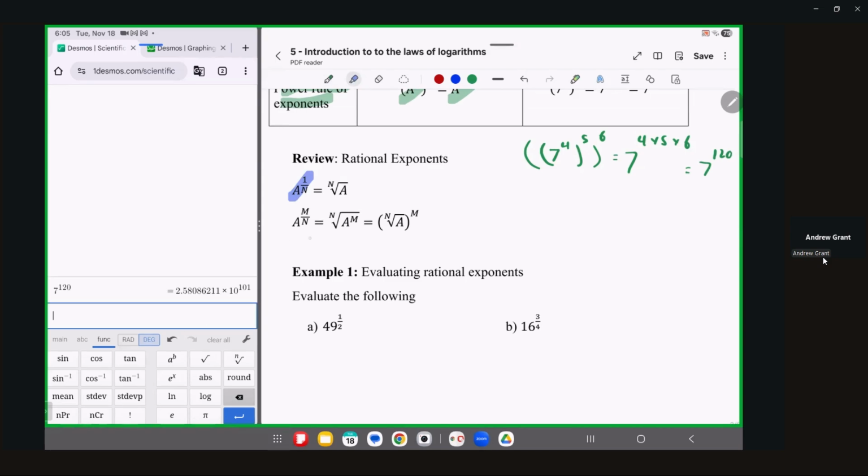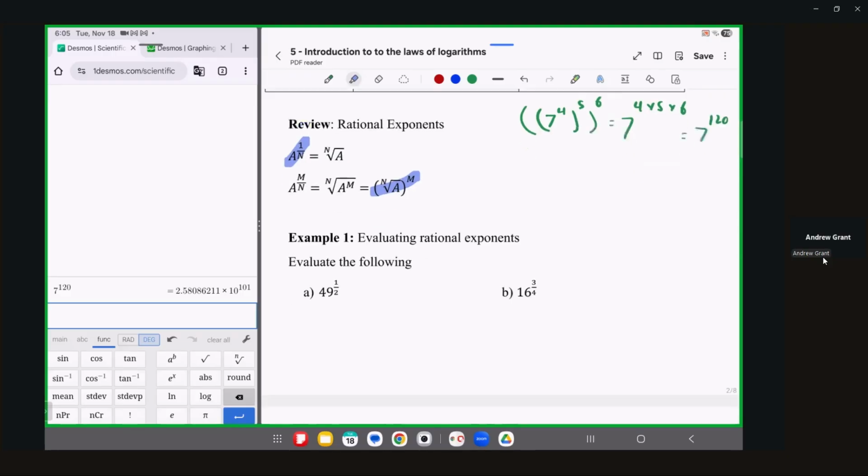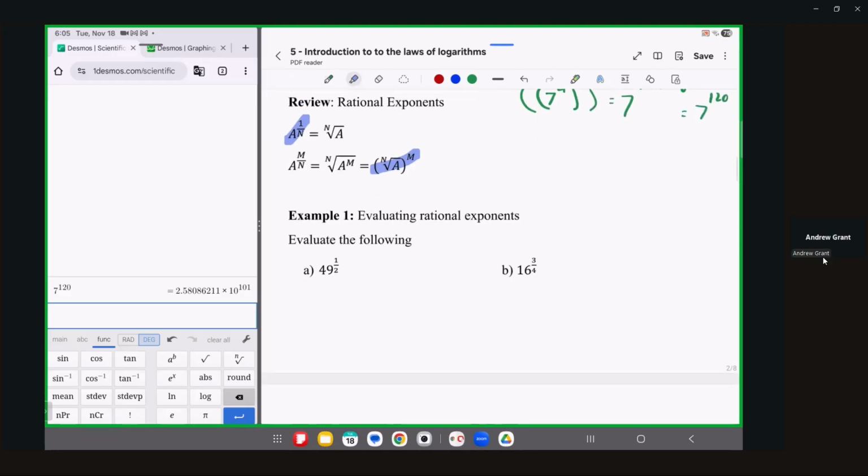And if you have a to the power of m over n, that's the nth root of a to the power of m, or the nth root of a all to the power of m. Typically, this is a much more useful version of the rational exponent law, because it's a lot easier to think of that number than to evaluate the other way. And an example will show why we prefer to use this method.